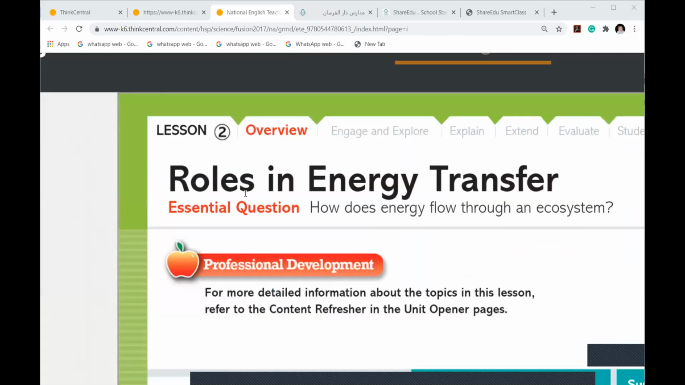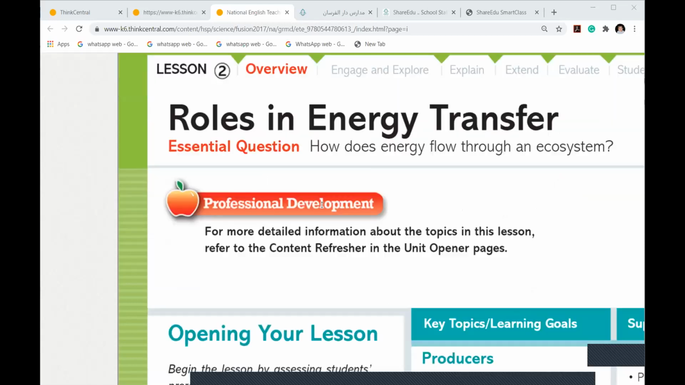So today I'm going to start my new lesson, roles in energy transfer. Our essential question is: how does energy flow through an ecosystem? Girls, in grade 5, grade 4, wherever you have learned about energy transfer, how does energy transfer from one organism to another? By food chain. By food chain, excellent. When I talk about energy transfer, I need to speak about the food chain. This is exactly the answer I wanted.